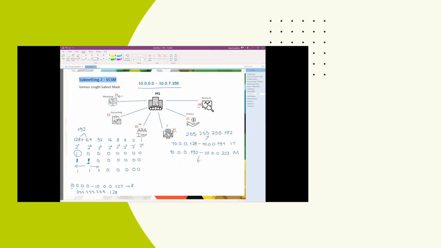And consequently, what is the subnet mask of this marketing subnet? I have got 3 ones here, so I need to add the 32 as well. 128 plus 64 makes 192, plus 32 makes 224. So 255.255.255.224. This is the subnet mask of this subnet. Yes, Laura.